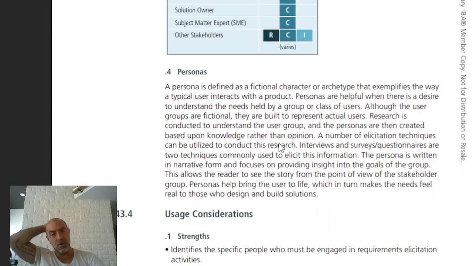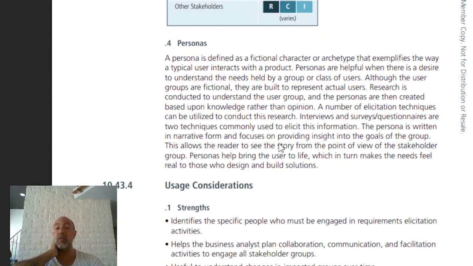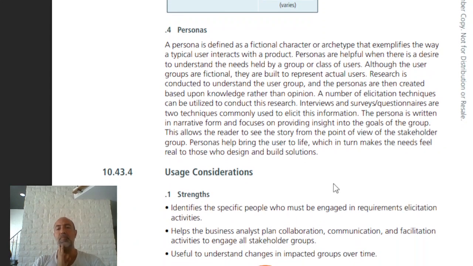What about personas? A persona is defined as a fictional character or an archetype that defines the way a typical user interacts with the product. Personas are helpful when there is a desire to understand the needs held by the group or class of users. You do user interviews in order to decide on your persona. You meet with the people that use the product, especially with something you're creating a solution for. So you talk to these people, and as you talk to them, you build an image of what exactly you're doing and why you're doing it. And then from there, you develop your way all the way down.